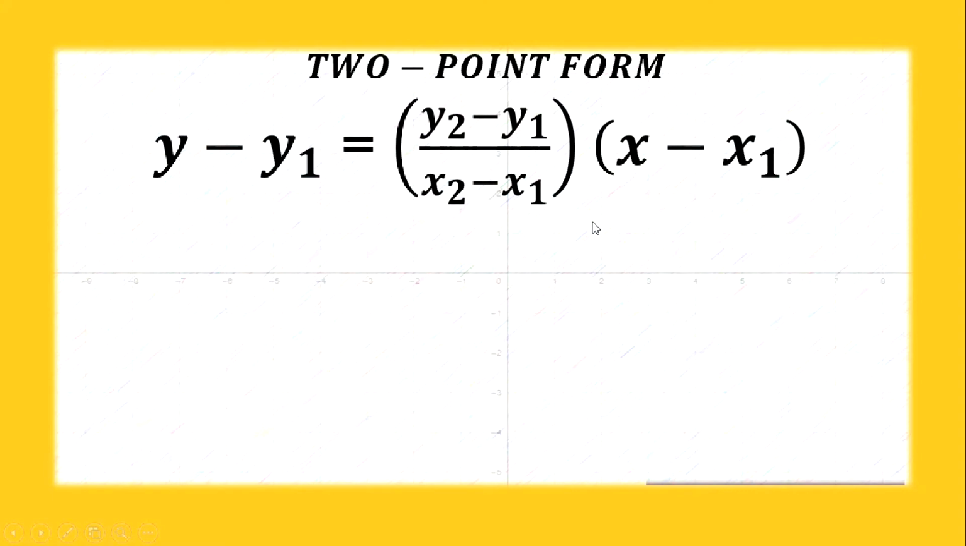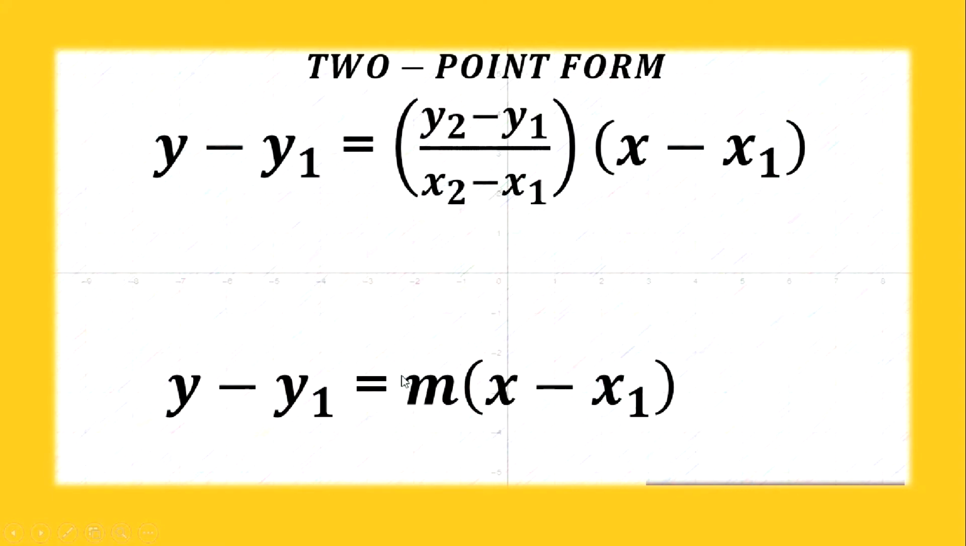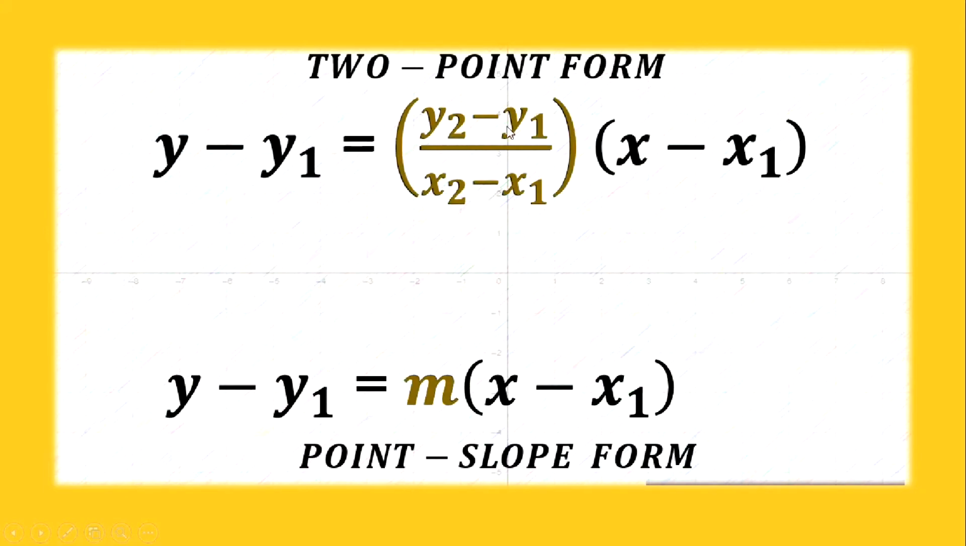Masyadong mahaba. But take note, remember that our point slope form is y minus y sub 1 equals m times the quantity of x minus x sub 1. So, kung napapansin natin, in this form, y sub 2 minus y sub 1 over x sub 2 minus x sub 1 is simply the formula of our slope m.